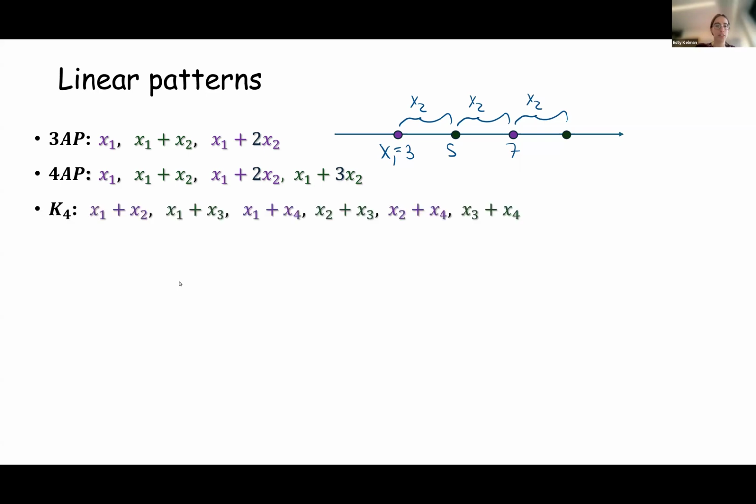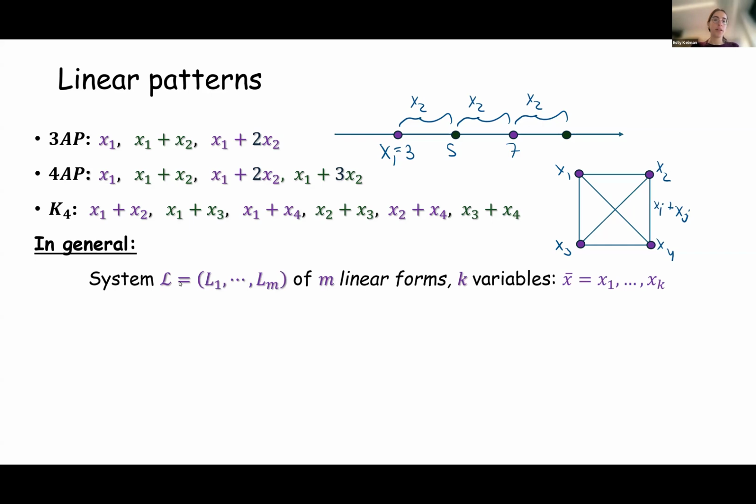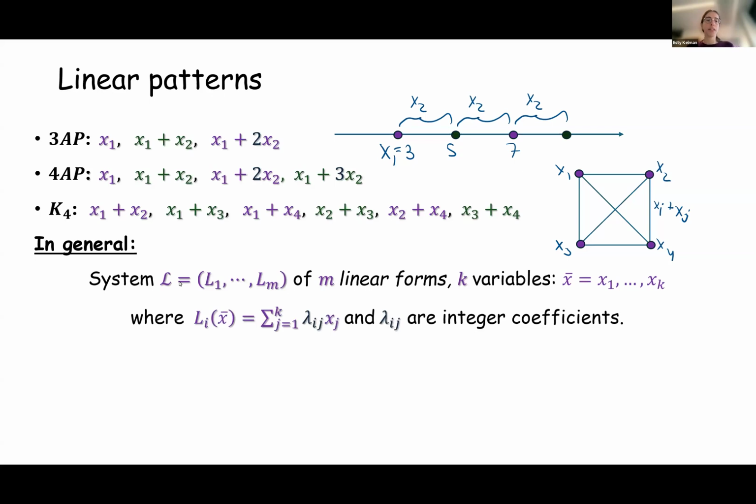We can think about another linear pattern, which we call K4. This is a linear pattern on 4 variables, where each pair appears in a linear form. This is associated with the 4-clique, where for every vertex we associate a variable and for every edge a linear form that contains these two variables. In general, we might have several linear forms on k variables, and each linear form is a linear combination of the variables with integer coefficients.